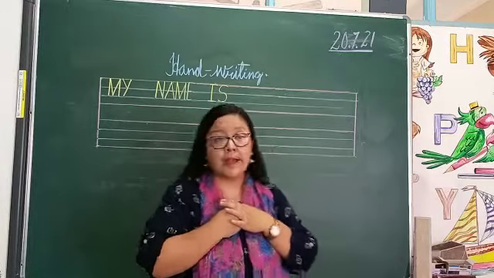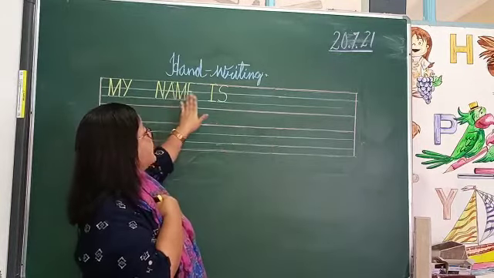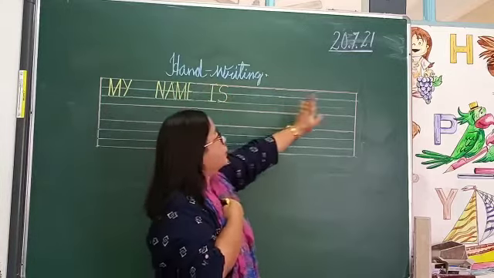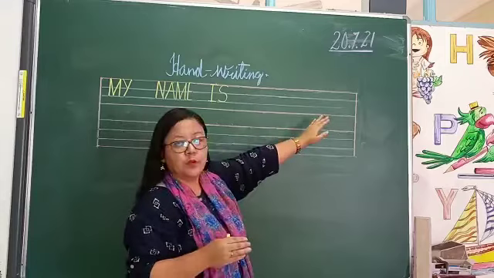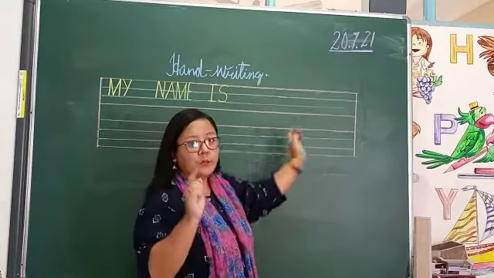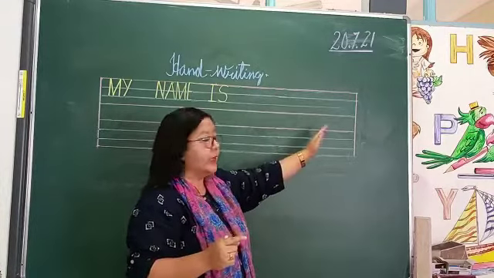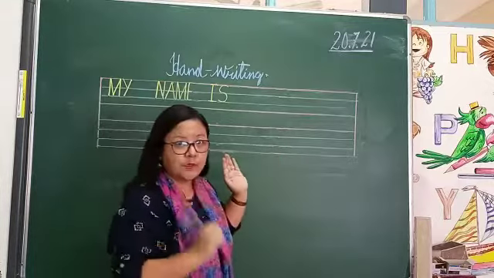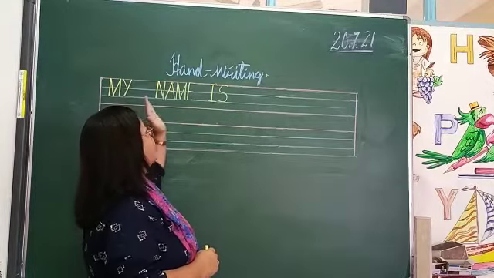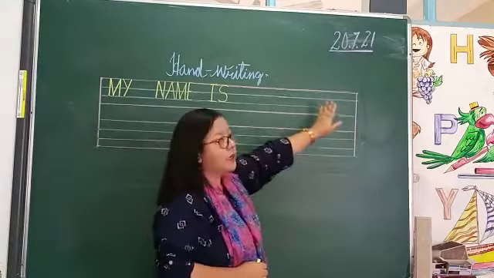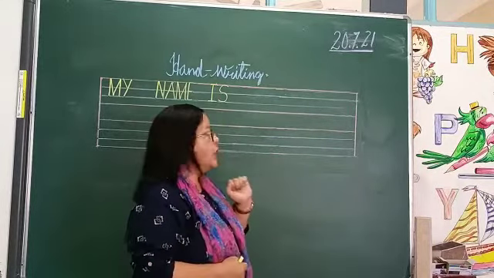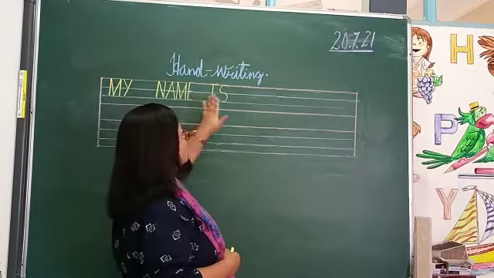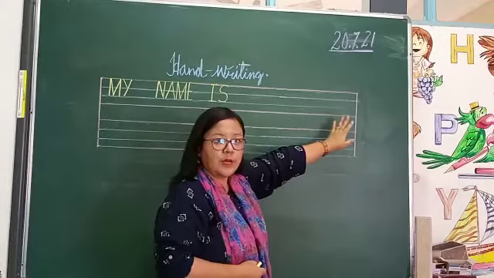So, what will I write? My name is Lisa Rongong. But you will fill your name. You will not write Lisa Rongong, but you will fill your name. Like if your name is Atharv Agarwal, you will write my name is Atharv Agarwal. If your name is Rahul Rai, you will write my name is Rahul Rai.